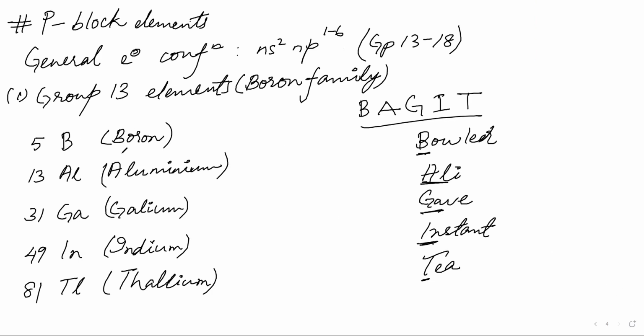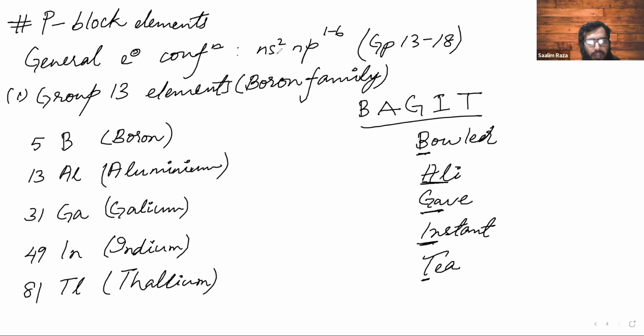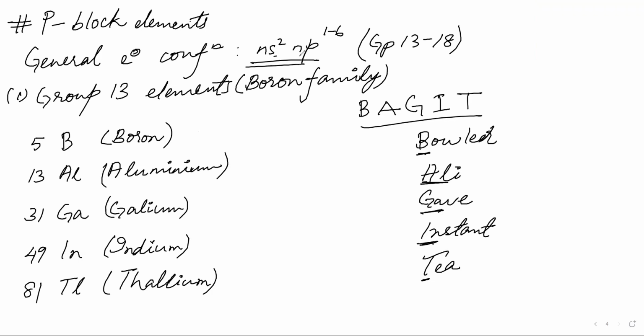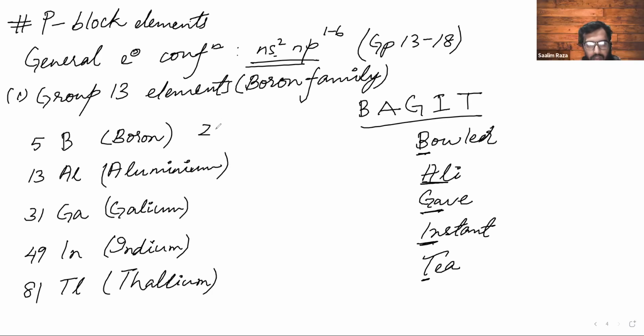Okay, fine. Now tell me what will be the general electronic configuration in this form? Sir, ns1. You just have to add the n here. For boron it will be 2s2 and 2p1. You just have to remember this.